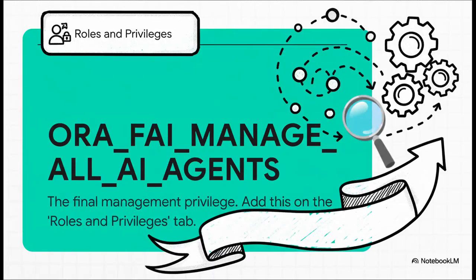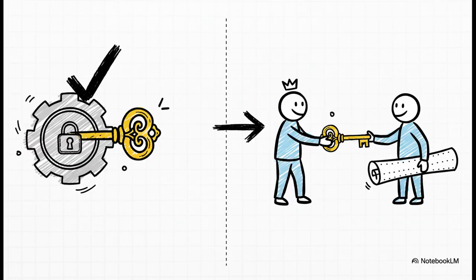And here it is. On the Roles and Privileges tab, you need to add this one last thing. ORA_FAI_manage_all AI agents. Think of this as the final management privilege that just ties everything we've done together. It's the component that really completes the role's full set of powers inside the studio. With that final privilege locked in, that's it. You're done. The only thing left to do is save that custom role you so carefully built, and then, of course, assign it to the users who you've picked to be your official AI agent designers.